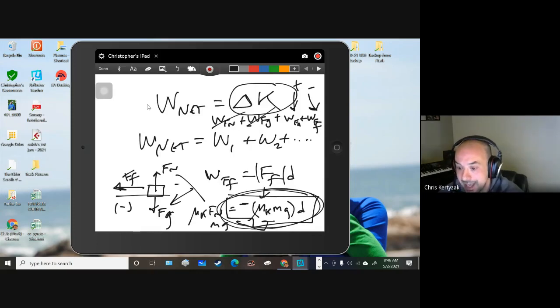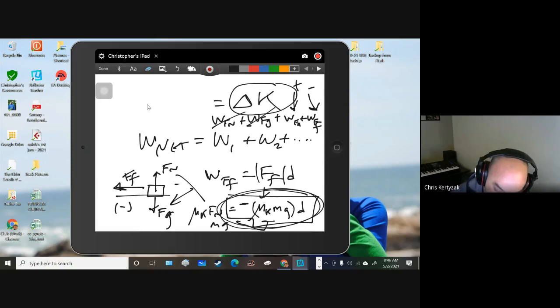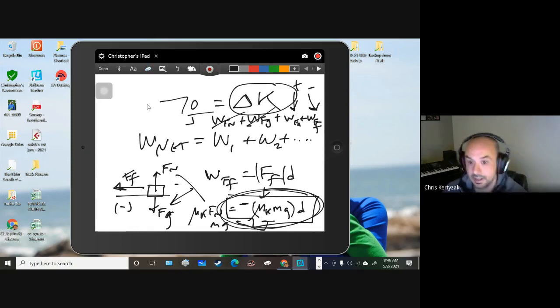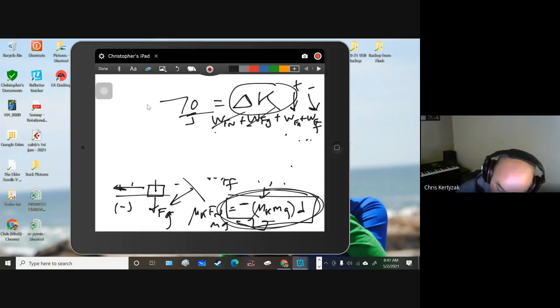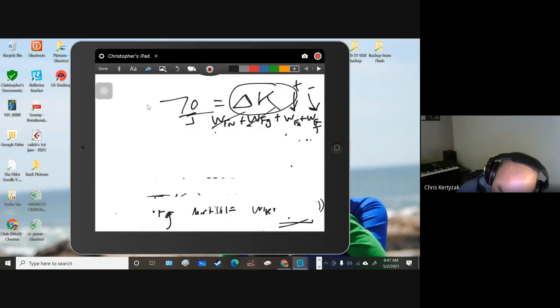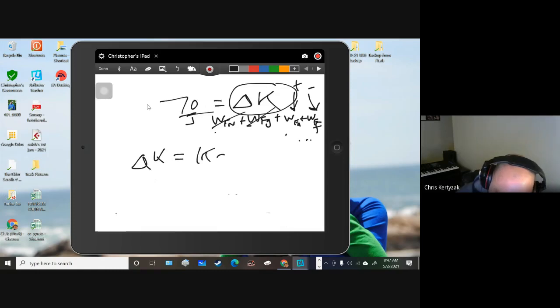So what's the net work? 100 minus 30, 70 joules. So what is the change in kinetic energy of the object? 70 joules, if that were the numbers. I'm just saying that to illustrate the idea, right? Remember, delta anything is final minus initial. It's always the final value minus the initial value, right? So delta K is always final minus initial. So if we're doing that, the net work, again, is equal to delta K.